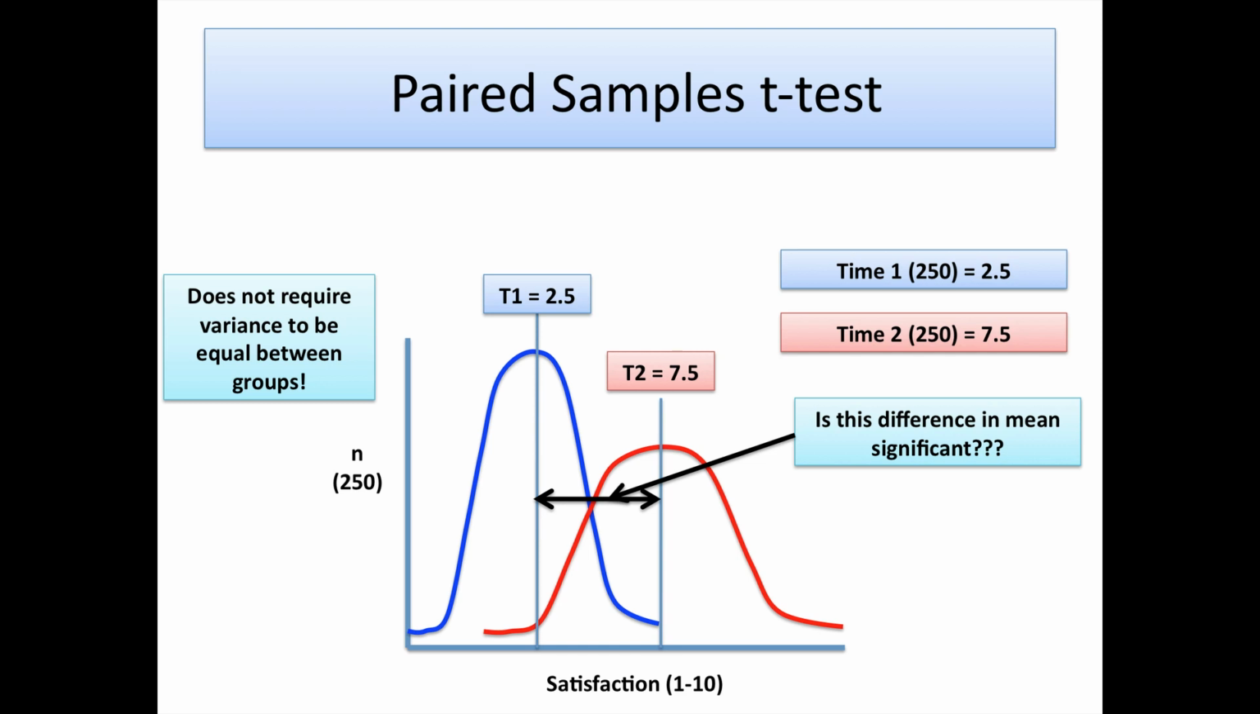There is something you do have to remember: unlike independent samples t-test, we do not need the variance between the two groups to be equal, and this is why the shapes of the curves are slightly different. So equality of variance is not a concern in paired samples t-test. It's as simple as comparing whether those two means are truly different.